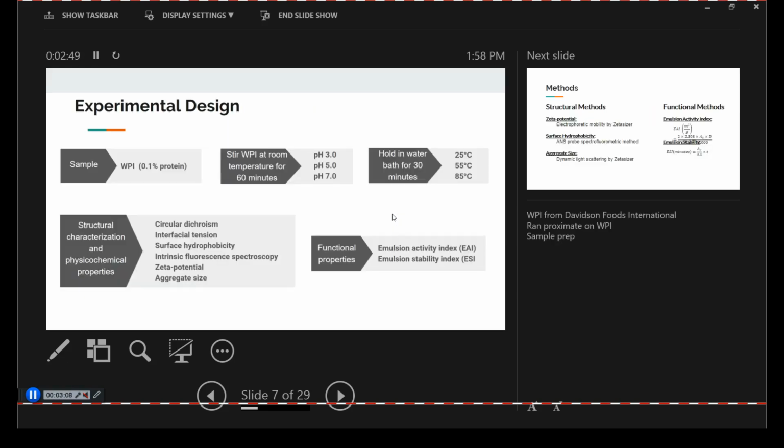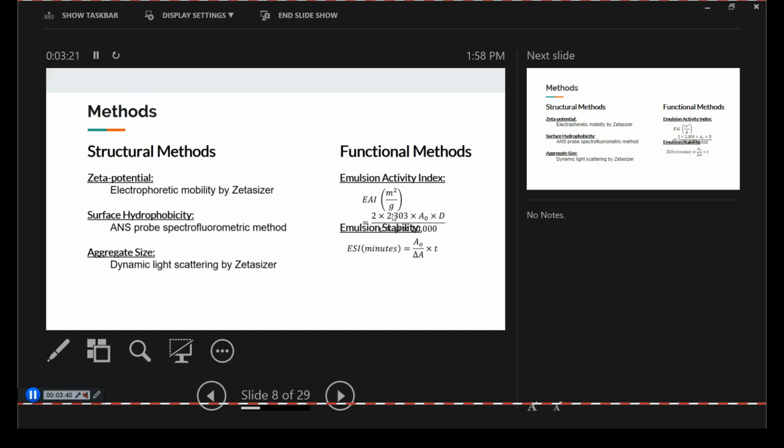So this is kind of an overview of their experimental design. They started with 0.1% protein solutions of whey protein isolate. These were stirred for 60 minutes at pH 3, 5, or 7, and then held in a water bath at 25, 55, or 85 degrees Celsius. And then they performed some structural characterization such as circular dichroism, interfacial tension, surface hydrophobicity, intrinsic fluorescence spectroscopy, zeta potential, and aggregate size. And then the functional properties, again, they looked at emulsifying activity and stability indices.